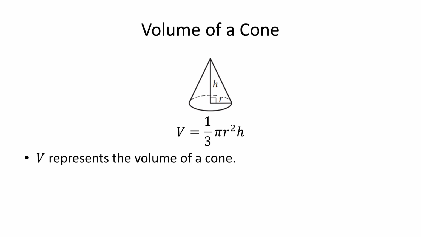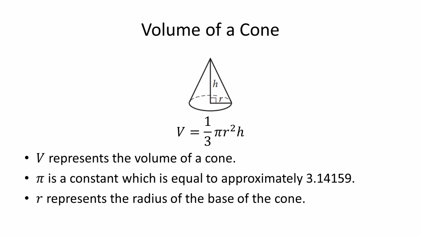The formula to find the volume of a cone is V equals 1/3 pi r squared H, where V represents the volume of a cone, r represents the radius of the base of the cone, and h represents the height of the cone.